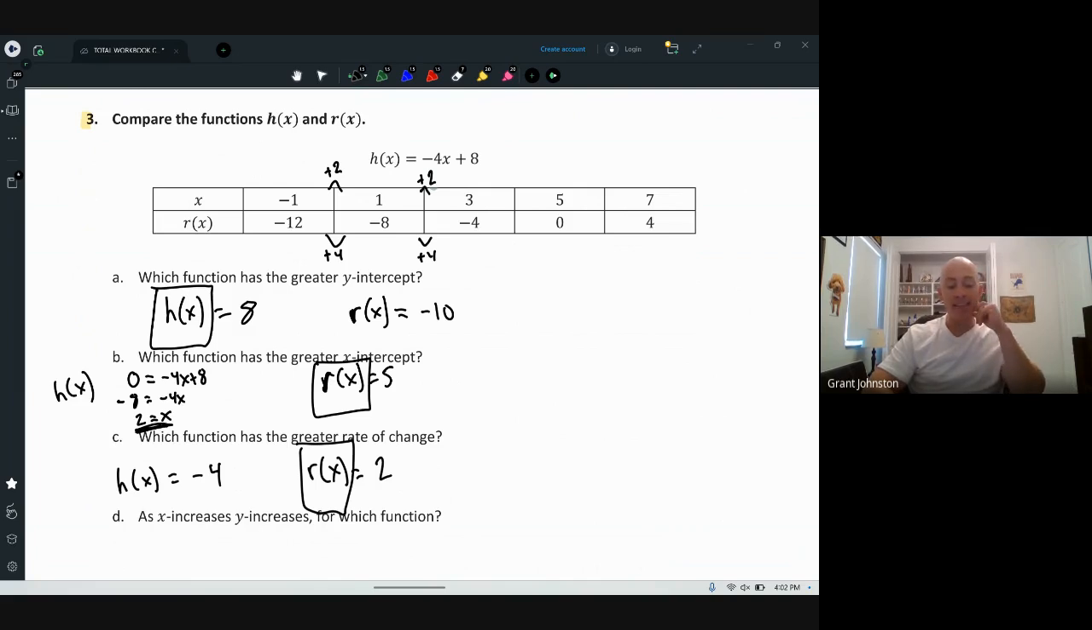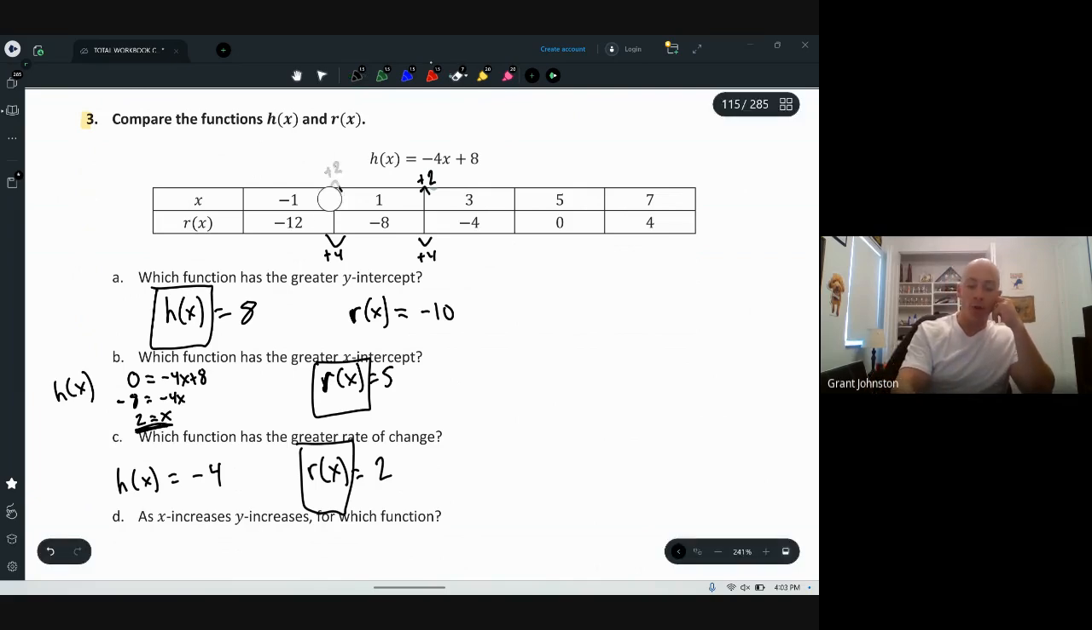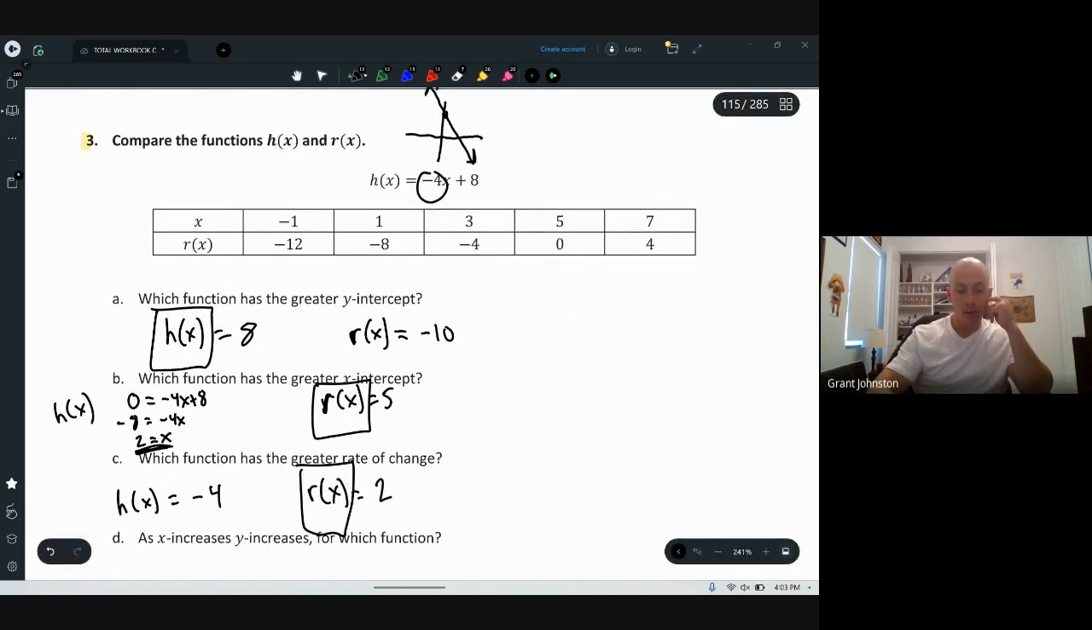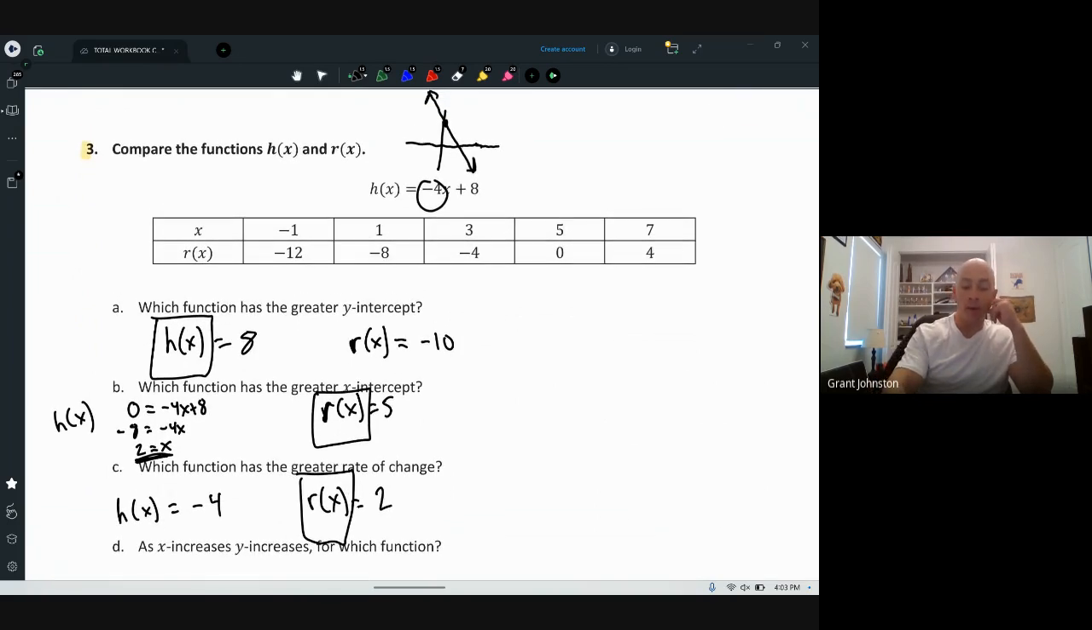D says, as x increases, y increases for which function? So this one we might have to draw a visual. Well, for h of x, if I were to graph this, it's got a negative slope. So it starts up at 8 and it's got a negative slope. It's going to look like this. So as x increases, as we go up this way, y actually decreases. So I know it's not h of x. So let me just confirm that it's r of x.